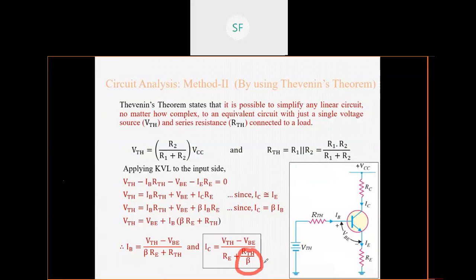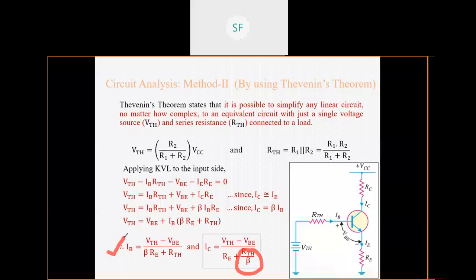So generally this term is very small. So what is the difference between the two methods? Generally this term is very small. So in the earlier case, in method 1, you neglected this term, so that's why it was called approximate analysis, but here we have considered this, so that's why it becomes exact analysis. And also you will get the value of base current IB in this analysis.